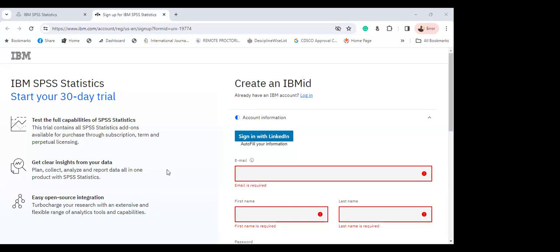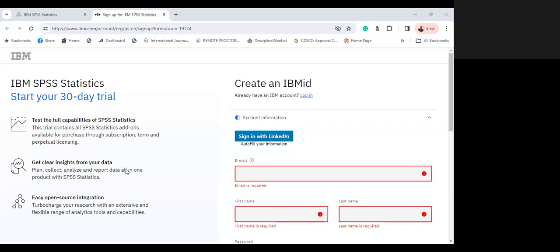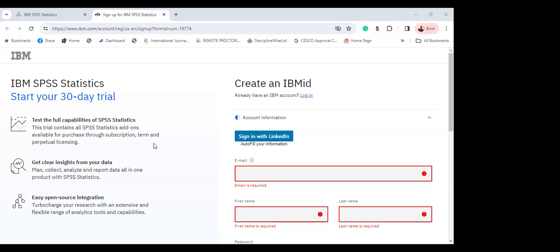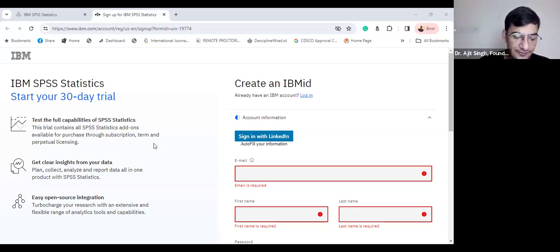Sir, I got the option to download. Okay, in the options to download, there are two things: one is 32-bit, one is 64-bit. Download the 64-bit, please. Yes, sir, download for Windows 64-bit. Yes, please.